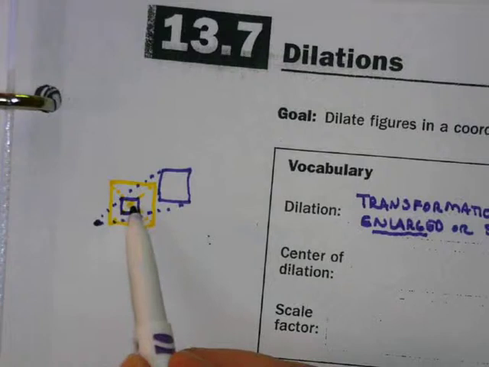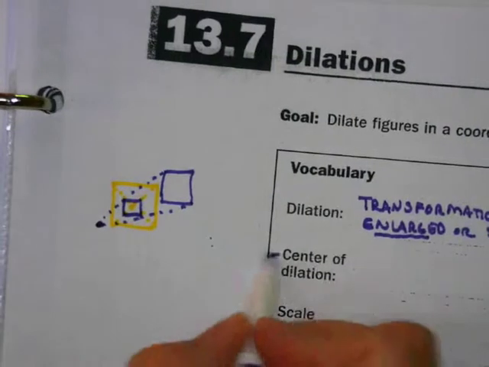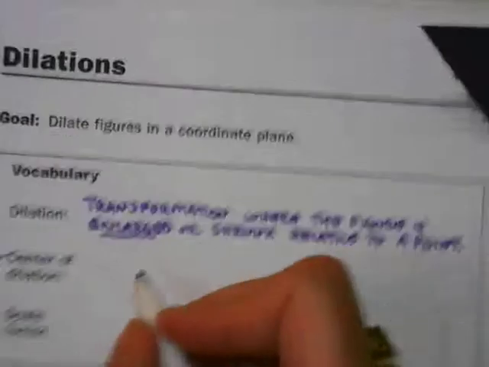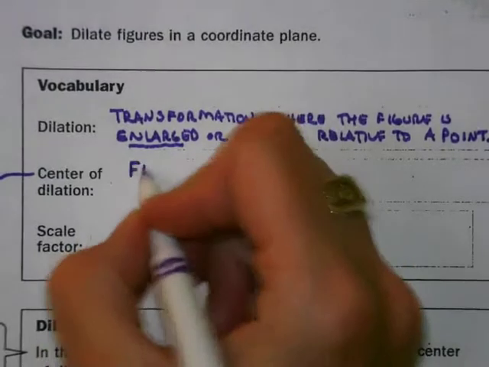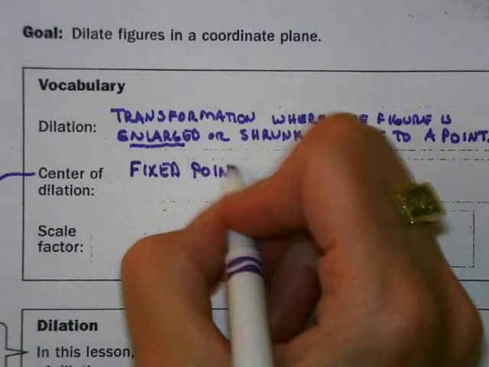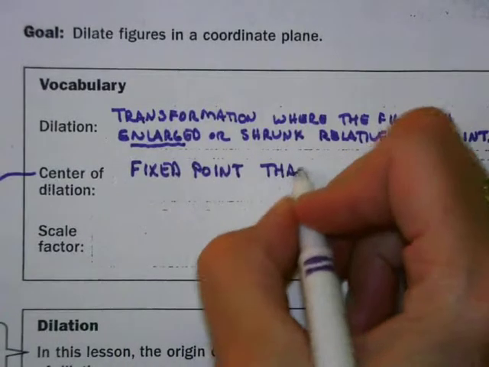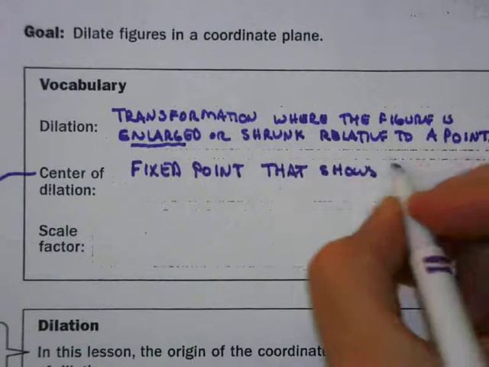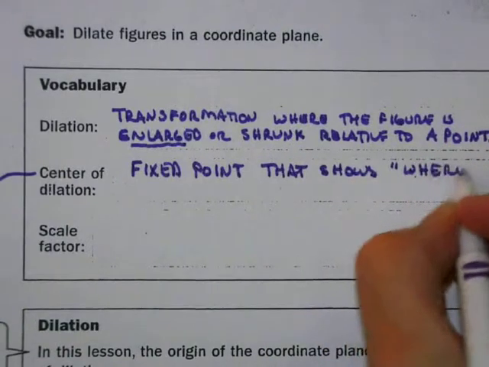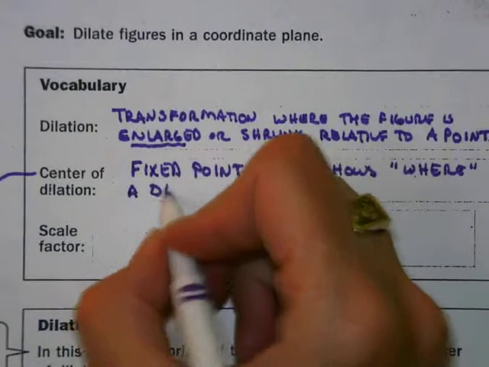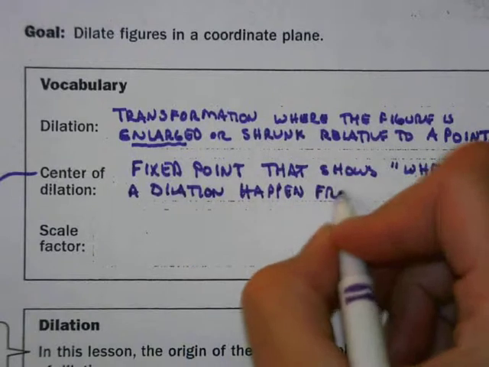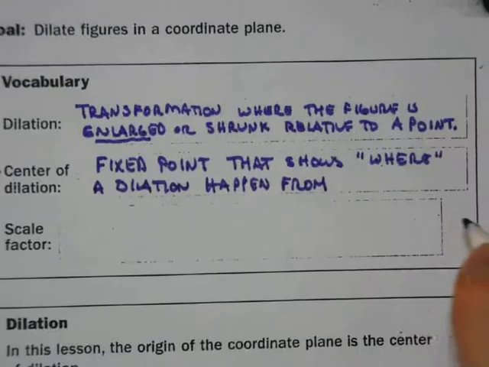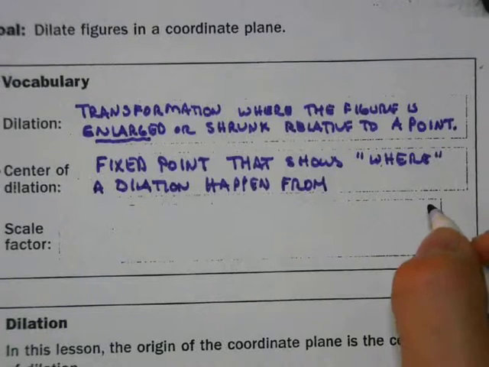We say that that point, either this little point here or the point inside of the square there, that's what we call the center of dilation. The center of dilation is the fixed point that shows, and I'm going to put this in quotes, where a dilation happens from. I know that the grammar in that sentence isn't beautiful, but I think it helps us with our math understanding.